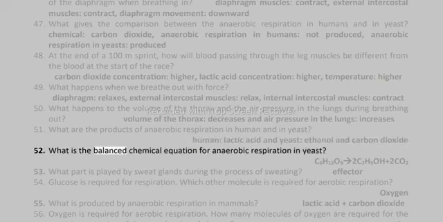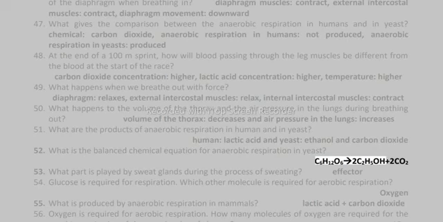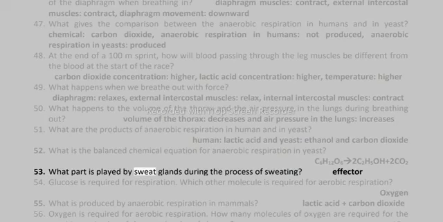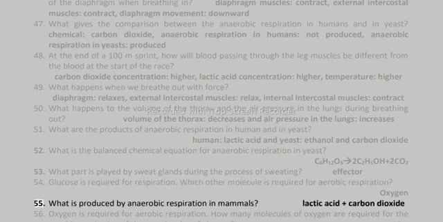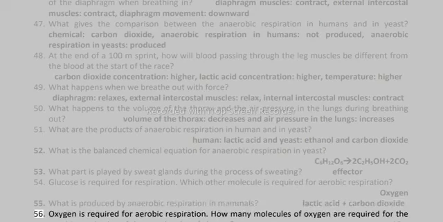52. What is the balanced chemical equation for anaerobic respiration in yeast? C6H12O6 → 2C2H5OH plus 2CO2. 53. What part is played by sweat glands during the process of sweating? Effector. 54. Glucose is required for respiration. Which other molecule is required for aerobic respiration? Oxygen. 55. What is produced by anaerobic respiration in mammals? Lactic acid plus carbon dioxide.